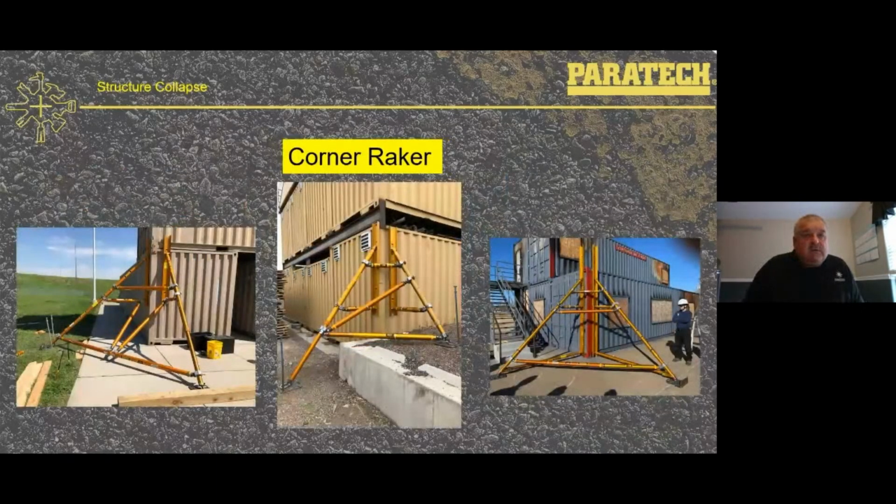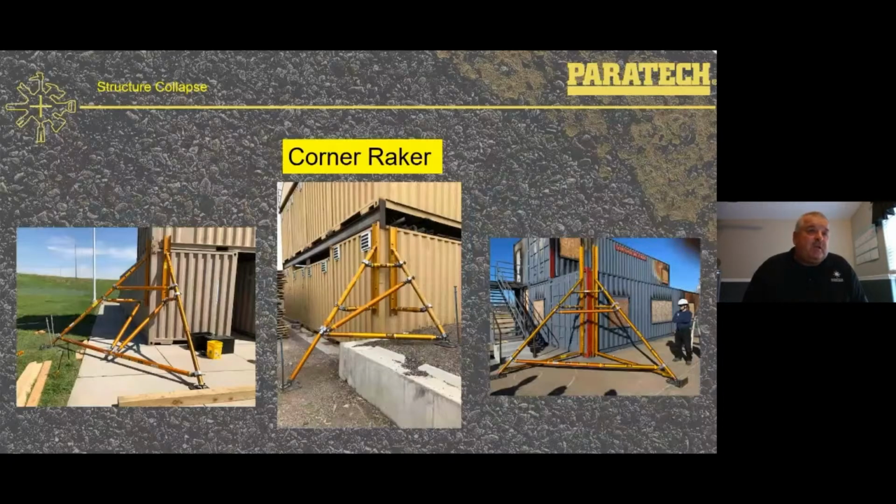Corner rakers. Paratech's about the only manufacturer out there that can build corner rakers. As you see, it's a weird configuration, but a configuration we can put in many application configurations. The one to the left, we've got 1 lateral brace on top. Then we've got the flying raker going into the wall. Then we've got a long lateral brace at the bottom, split up by 2 diagonals going to your flying raker.